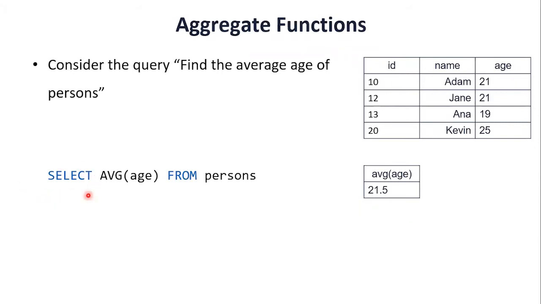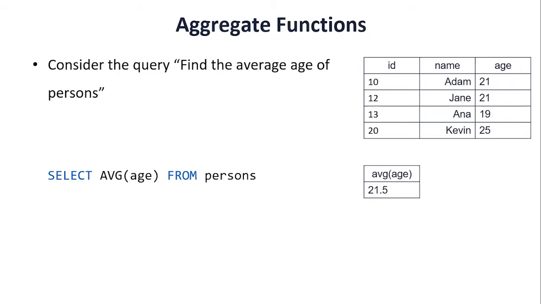We're going to say select AVG. So that is for average. The average function in MySQL is written as AVG. And since it's a function, we have brackets here. And within the brackets, we have to provide which column we need to take the average of. So here we have mentioned it as average age. And the rest is the same as a normal SQL select query from persons table.